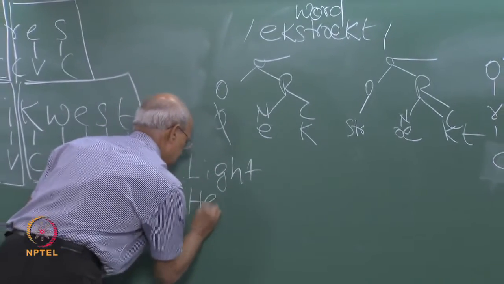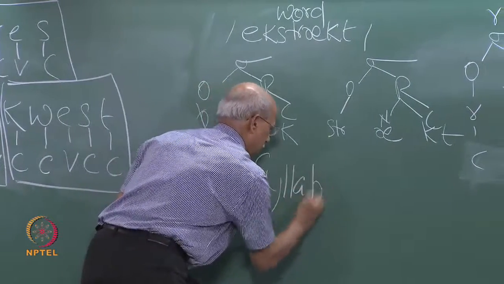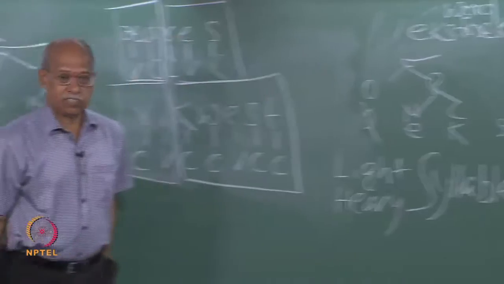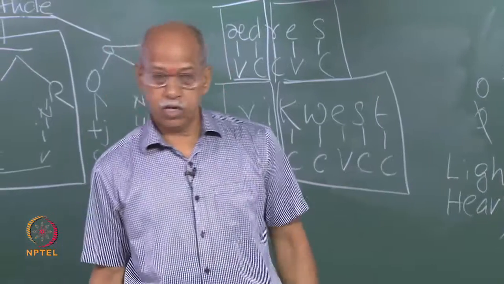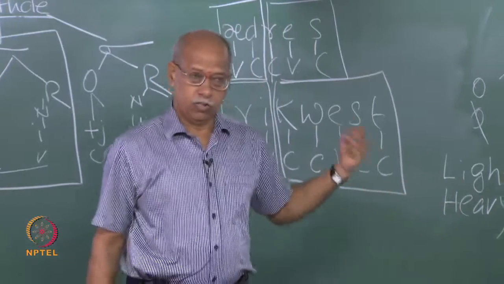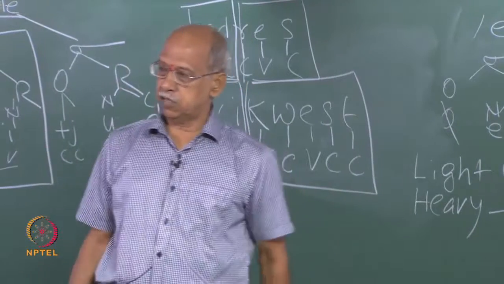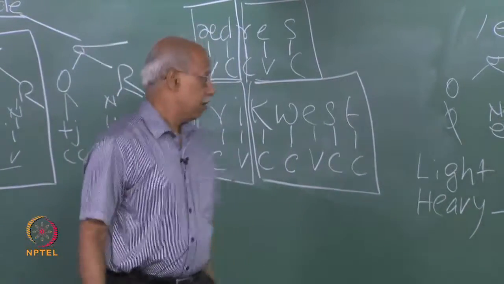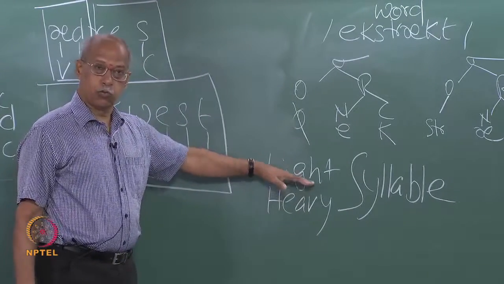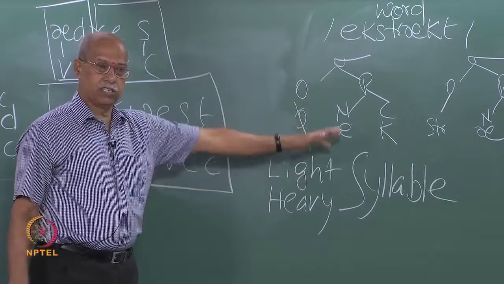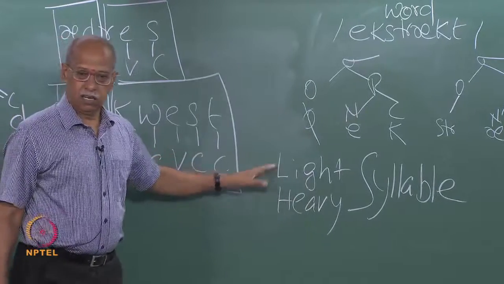Light and heavy syllable. Sanskrit uses terms like, you may have heard, guru and laghu, okay? Heavy syllable: syllables with samyuktakshara, with clusters of consonants, with long vowels, make a heavy syllable. And others, syllables without a consonant in the coda, without a long vowel, make a light syllable.